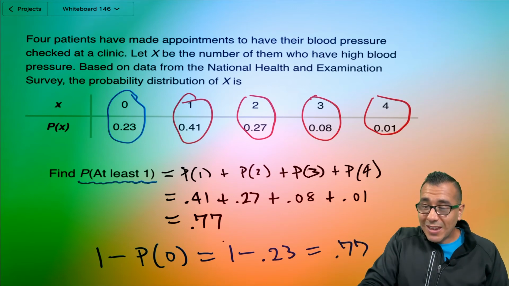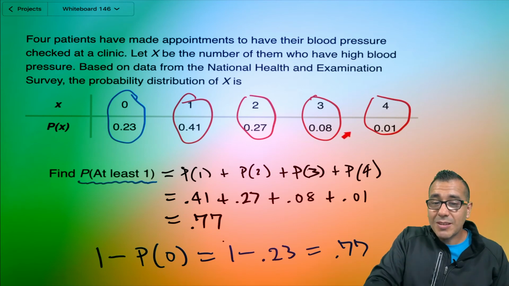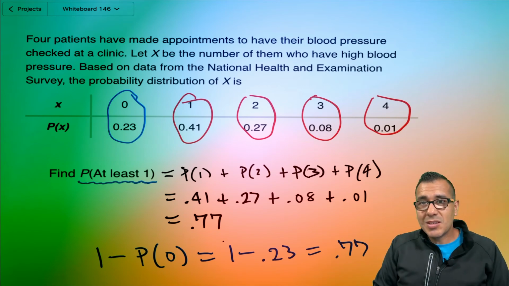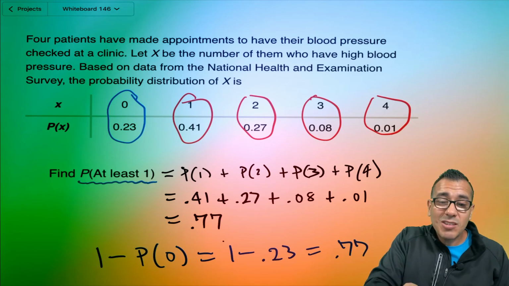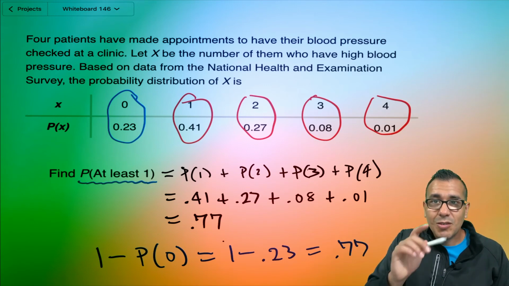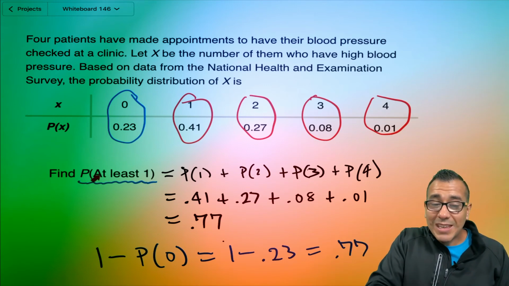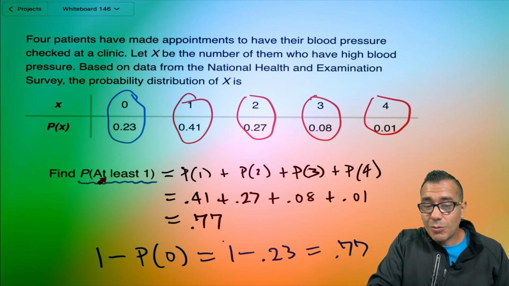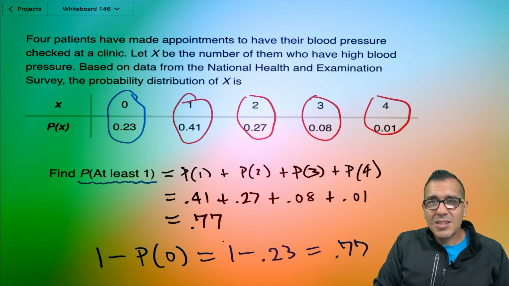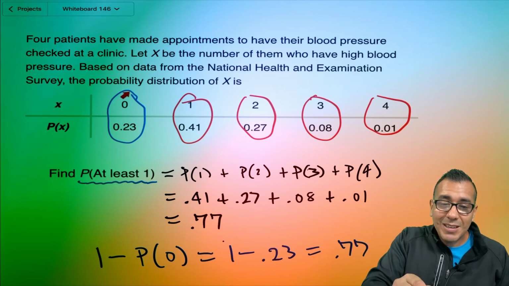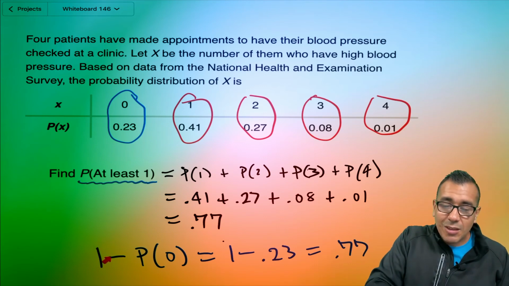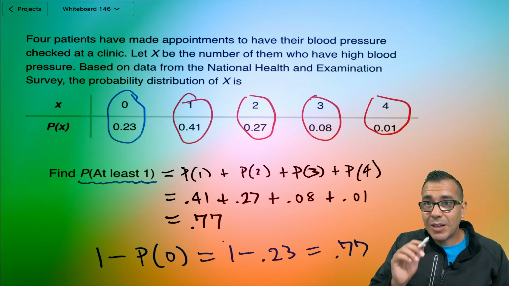So instead of adding up all these probabilities, what we could have done is just found out, hey, which one are we not interested in? And then by subtracting 1 minus that probability, what you're really saying is you're getting rid of that one. So keep that in mind when they give you an at least problem. So when they say at least 1, just say, oh, that's the same thing as 1 minus the probability of 0. And then you're gonna save yourself a lot of time.